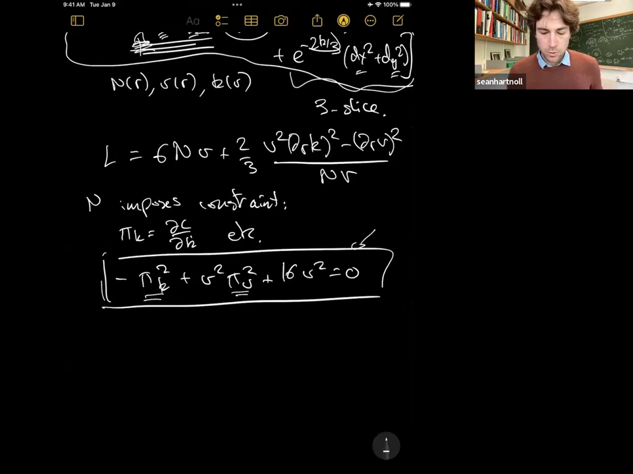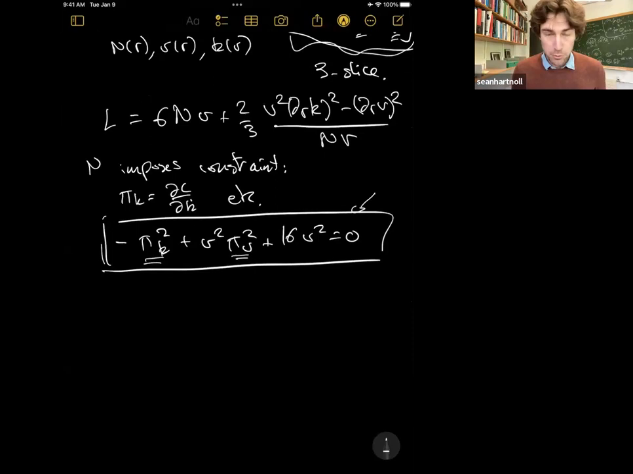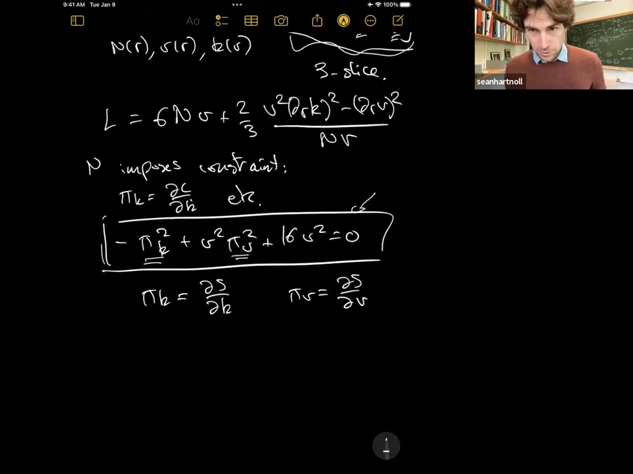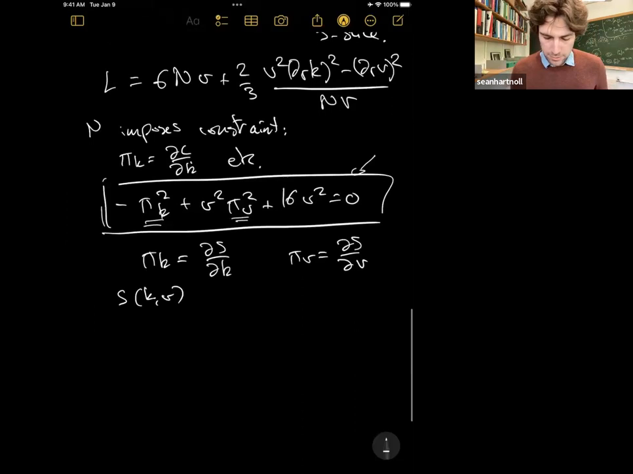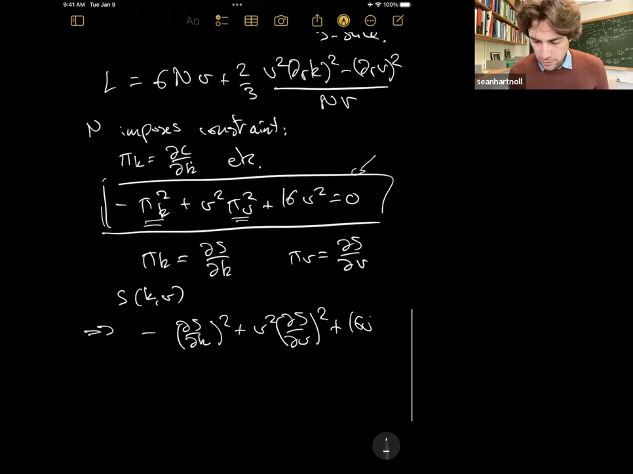Okay, so now let's solve this. This is where the Hamilton-Jacobi bit comes in. In Hamilton-Jacobi theory, you write down the equations of motion in terms of momenta, and then you let pi k be dS/dk and pi v be dS/dv. You introduce Hamilton's principal function, where S is a function of k and v. You plug those in here, and then you get the Hamilton-Jacobi equation, which is minus (dS/dk) squared plus v squared (dS/dv) squared plus 16 v squared equals zero.